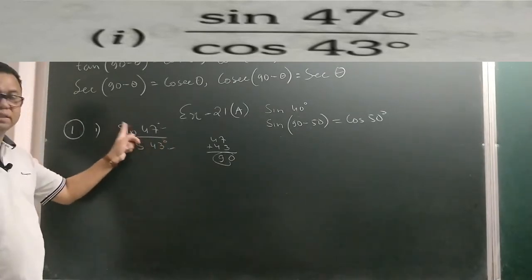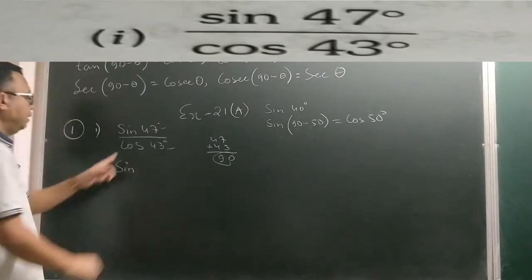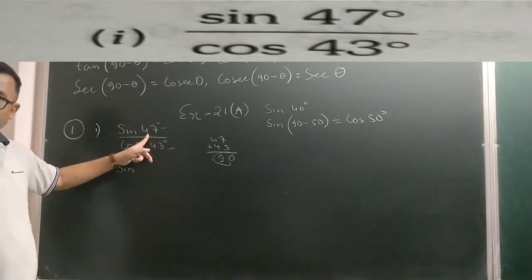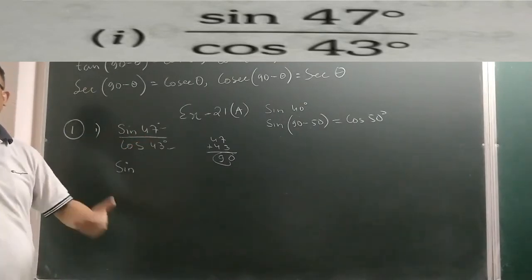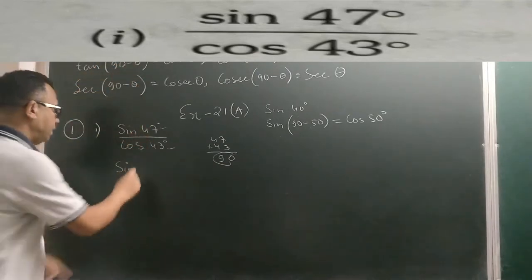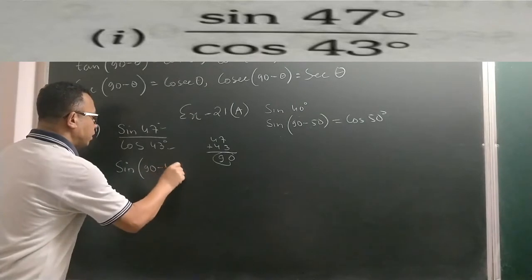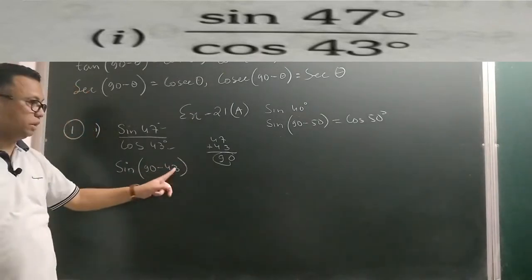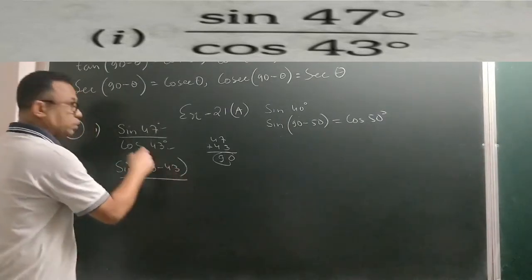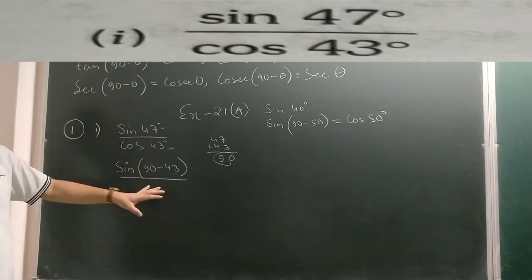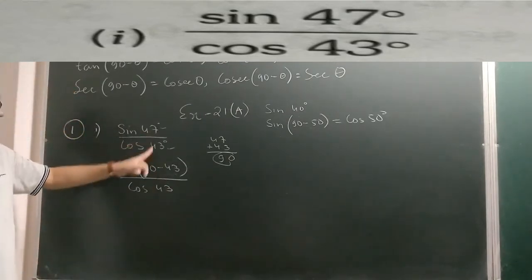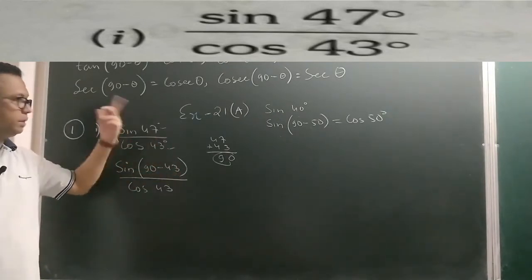Let me start with changing the sine. Now don't write 47 as 47, because I want to change this 47. I am going to write 47 in the form of 90 minus 43. If you subtract 90 minus 43, it will come 47. As I told you to change only one, I'm changing only the upper one; the lower one will remain as it is, cos 43.